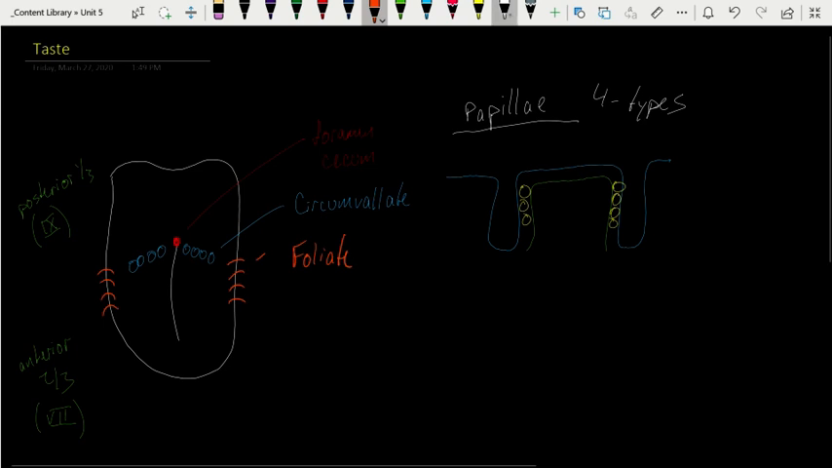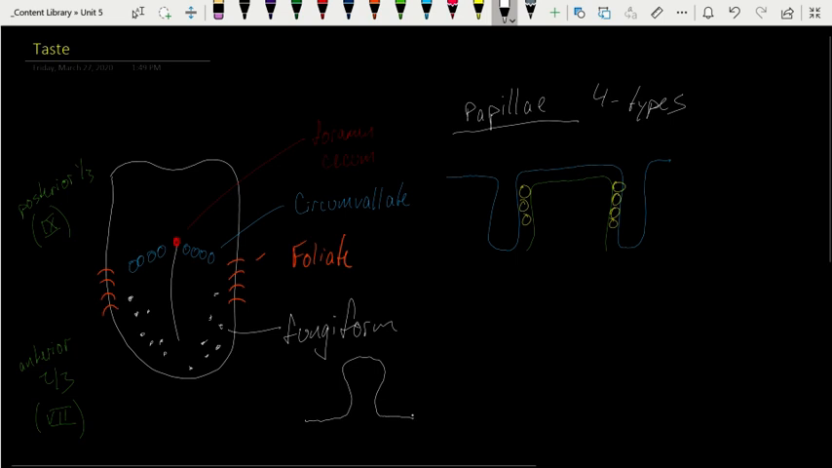The other one we can mention is fungiform. Fungiform is kind of a mushroom shape. You can throw in here. These are fungiform. These actually would extend above the surface, kind of like a big mushroom. And this is where you'd find your taste buds.